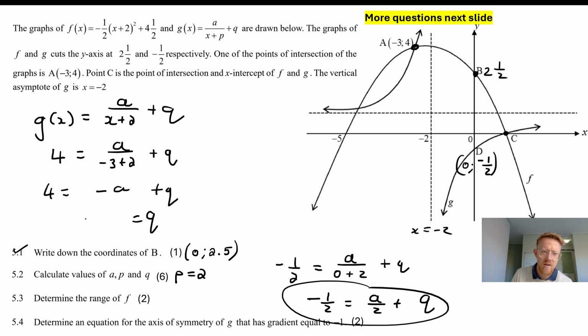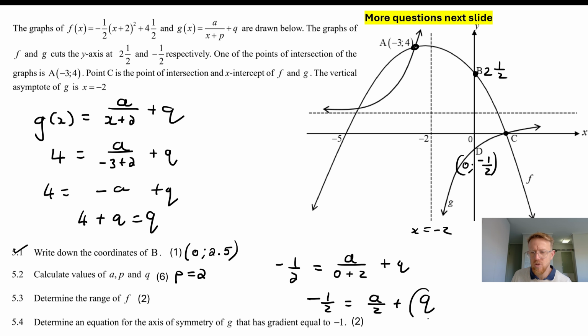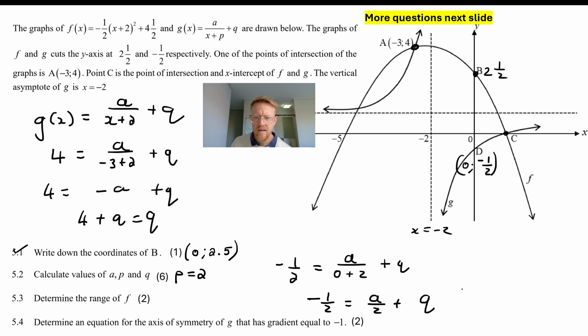So I'm going to get 4 plus a, and then I'm going to plug that into here. Okay? If you rather wanted to get the q values equal and then make them equal, you can do that. It's absolutely fine. And so I'm going to plug this q of 4 plus a into here now. So we end up with negative 1/2 equals a over 2 plus 4 plus a.